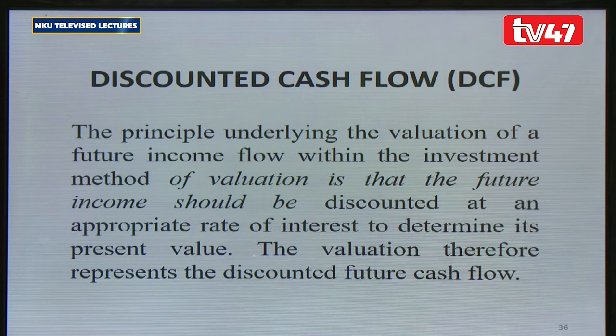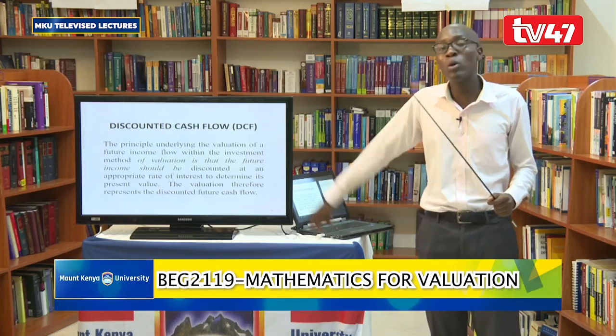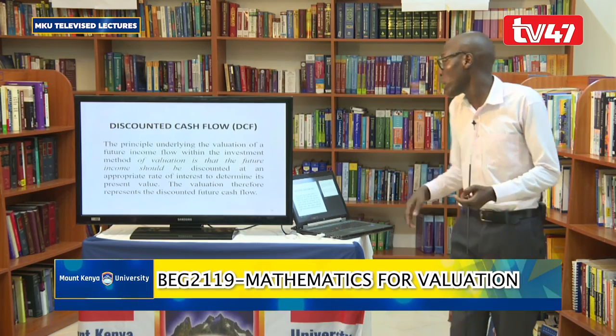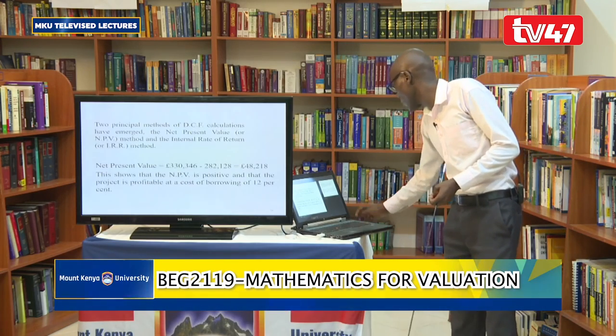Then you have the discounted cash flow. The principle underlying the valuation of a future income flow within the investment method of valuation is that the future income can be discounted at a given percentage. For instance, you project that in the first year you are going to get 1 million. In the second year, you are going to get another 2 million. You take a given percentage, like 10%, in order to discount those future cash flows so that you can find the net present value as per today.